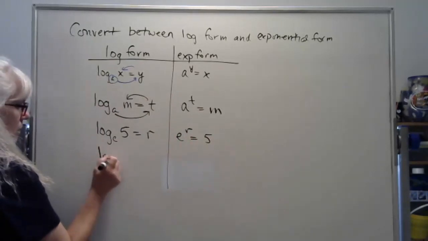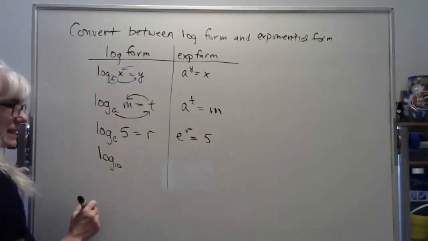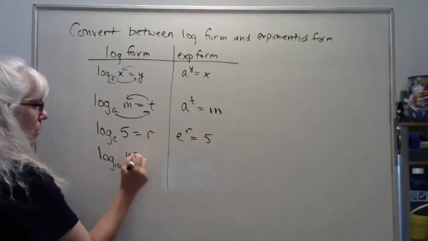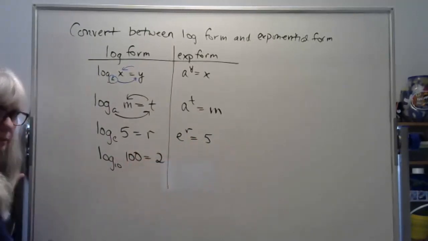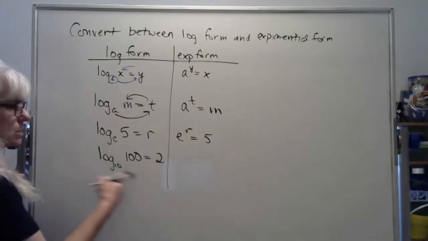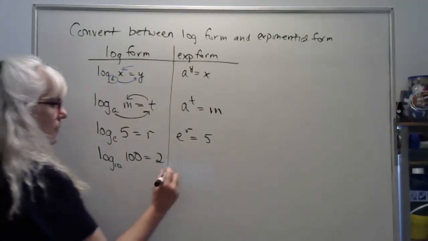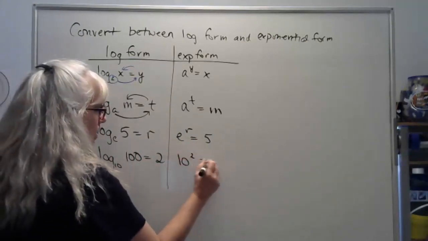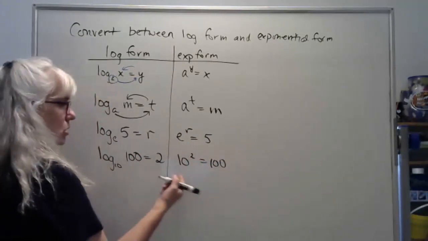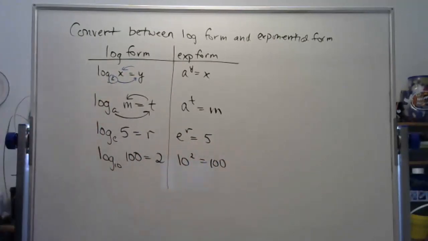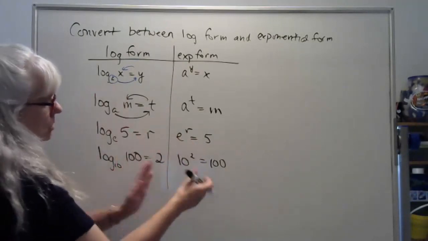We could also have log base 10 of 100 is equal to 2. This one should make sense when we rewrite it. So what we're going to have is 10 to the second power is equal to 100, which is true. 10 squared equals 100. Okay, so that's how to go from log form to exponential form.